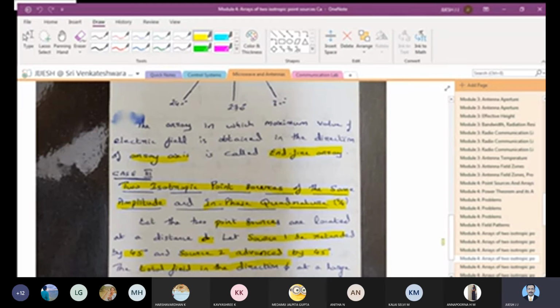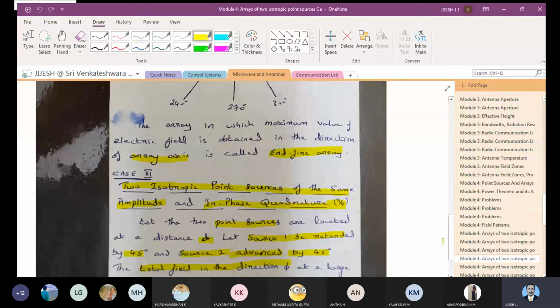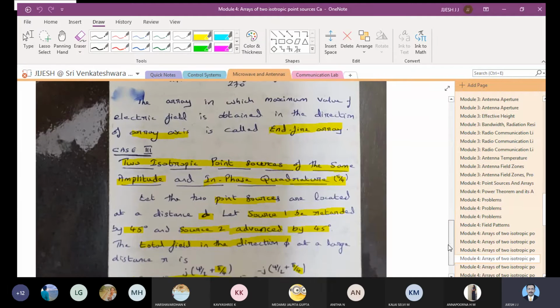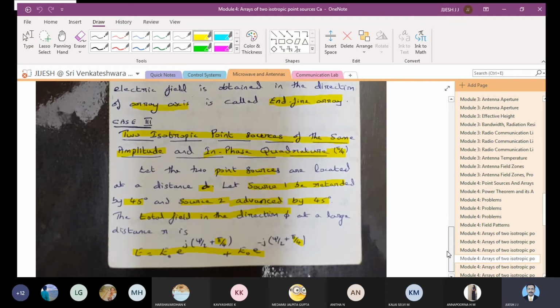So we have already studied case 1 and case 2, where two isotropic points have same amplitude and same phase, and same amplitude and opposite phase. Now the third case is same amplitude and in phase quadrature. In phase quadrature means we have to take pi by 4. So you'll get E is equal to E naught e to the power of j psi by 2 plus pi by 4 plus E naught e to the power of minus j psi by 2 plus pi by 4. This is the equation you are going to get.